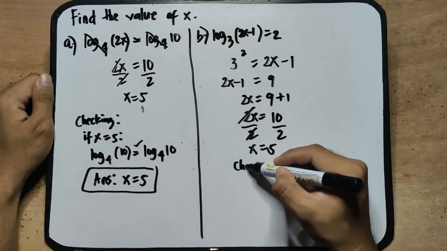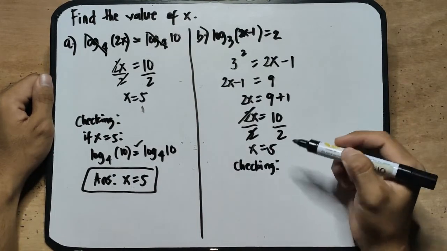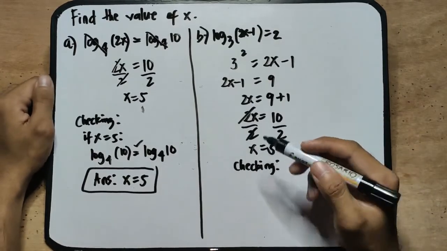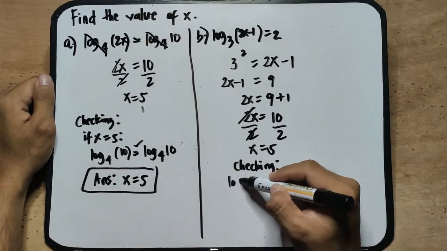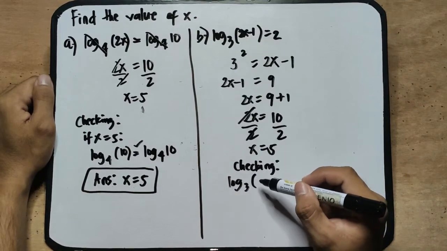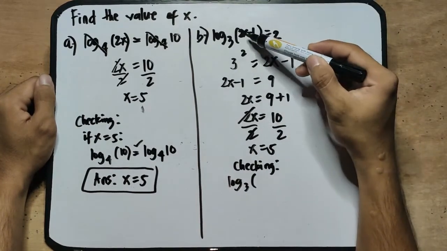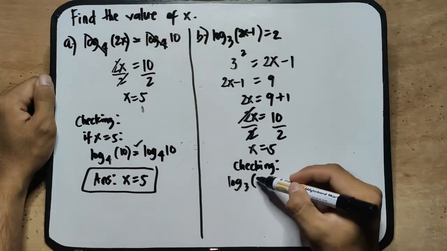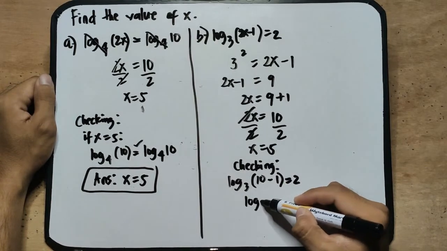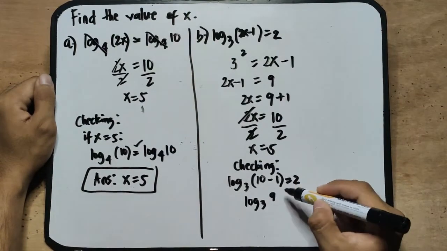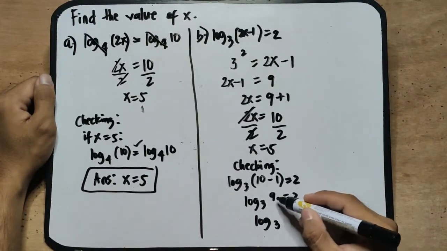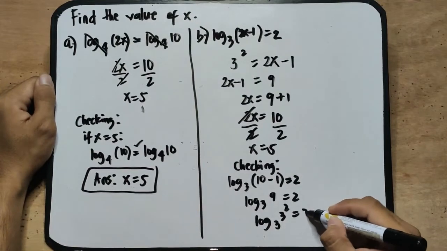So for the checking, we do checking for us to be sure na ito ay valid na answer. If x is equal to 5, then we have log base 3 of 2 times the value of x, which is 5, so 10, minus 1 is equal to 2. So log base 3 of 9, because 10 minus 1 is 9, is equal to 2. So this will be log base 3, 9 can be written as 3 squared, is equal to 2.